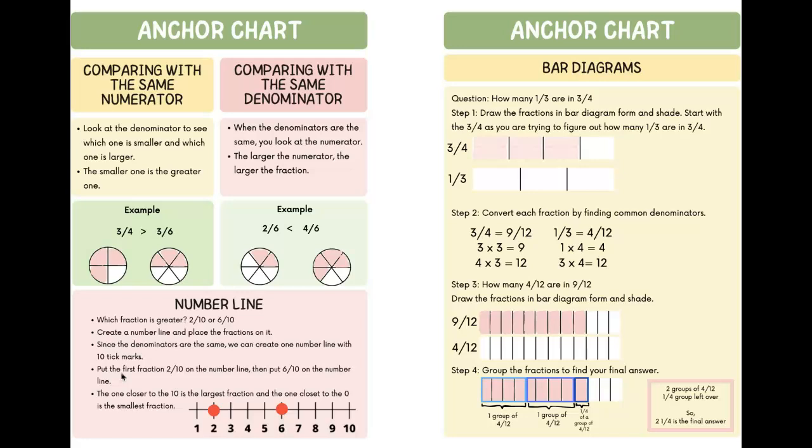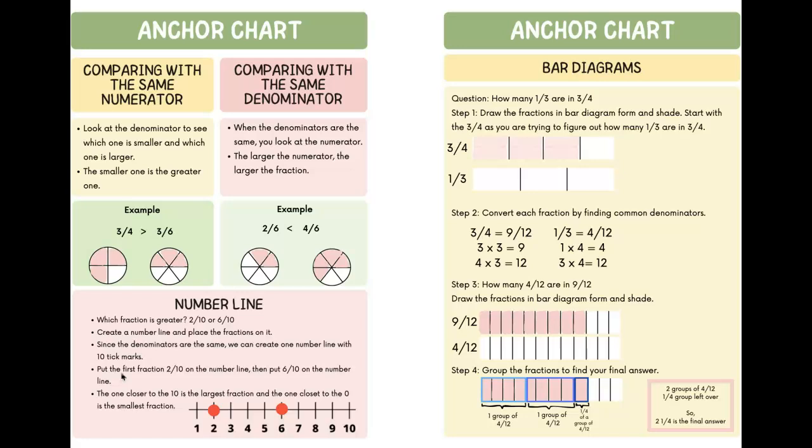Then we put the first fraction, which is 2/10, on the number line, and then 6/10 on the number line. And looking at it, we can see that 6/10 is larger because it is closer to the 10, and the 2/10 is closest to 0, so we know that is the smallest.